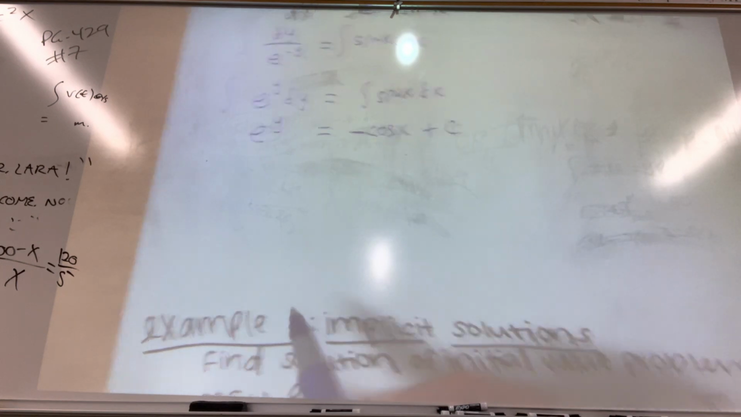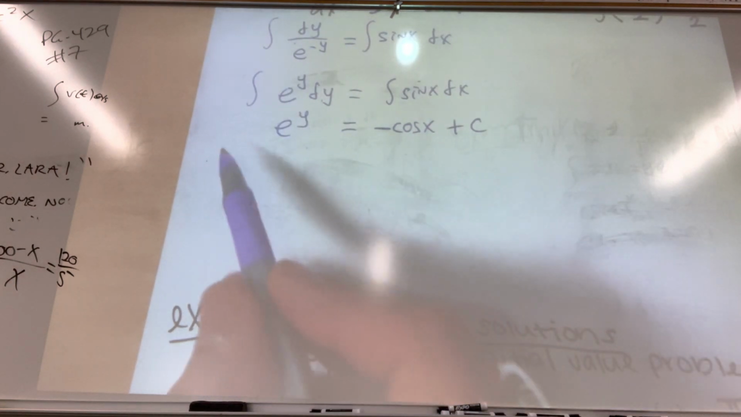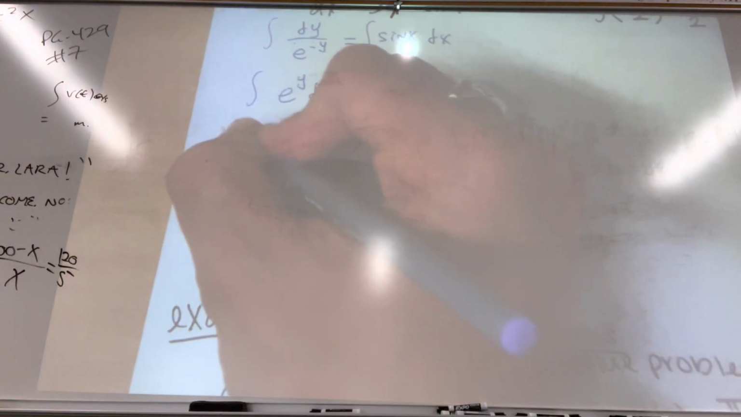So, okay, now what? How do I get rid of e? Because we're trying to solve for y. ln.